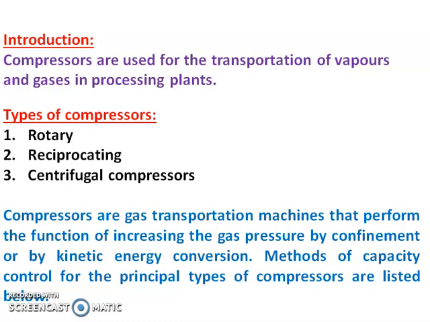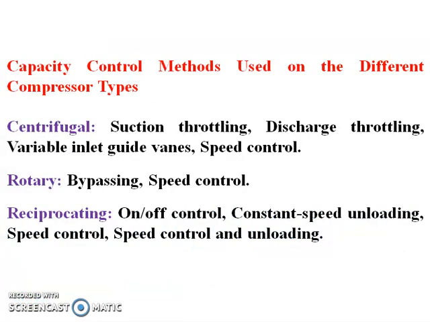There are three types of compressor: rotary, reciprocating and centrifugal. Now we will see the different control schemes used for controlling these three types of compressor. Again, similar to a pump, the capacity control methods are used here also. And which are these different capacity control methods? That is given in this slide.